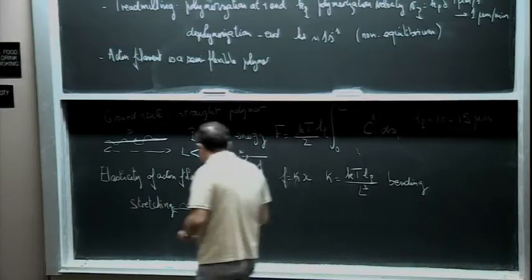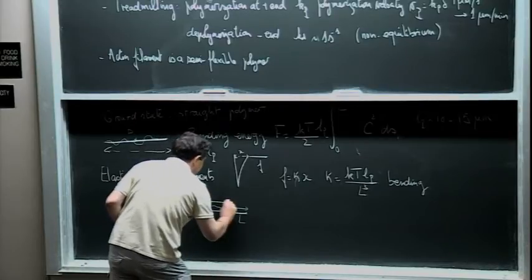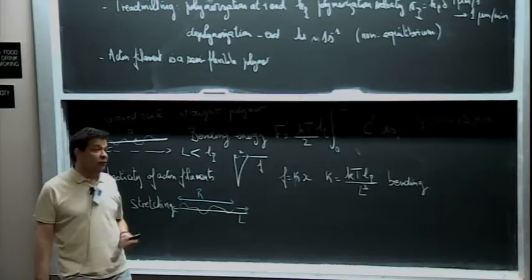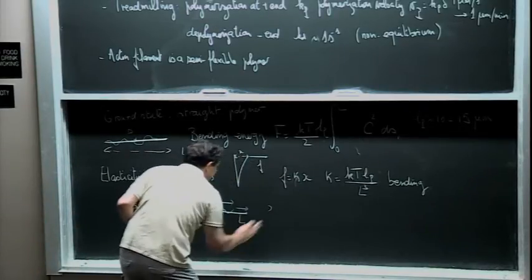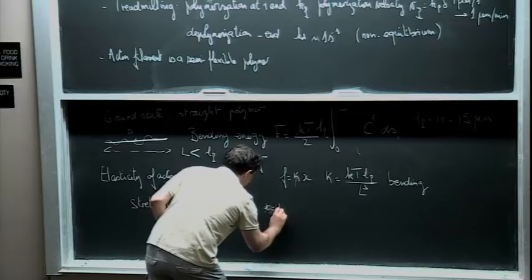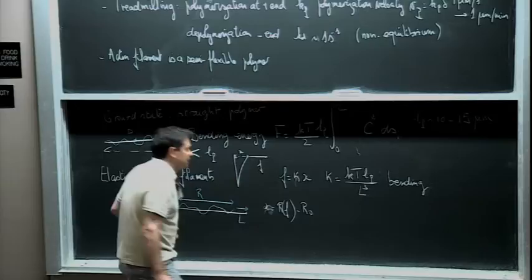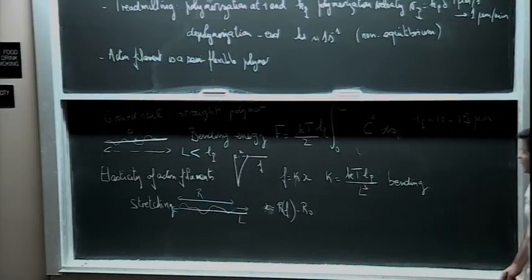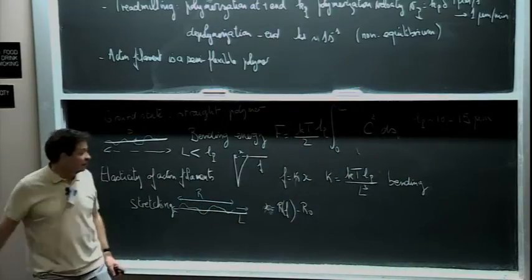Now again, so I should define R, which is the actual length of the filament. At 0 force, the length is R0, so I define X equals R of F minus R0, which is the distance in the absence of external force. And again, if the force is small, F is kappa times X.